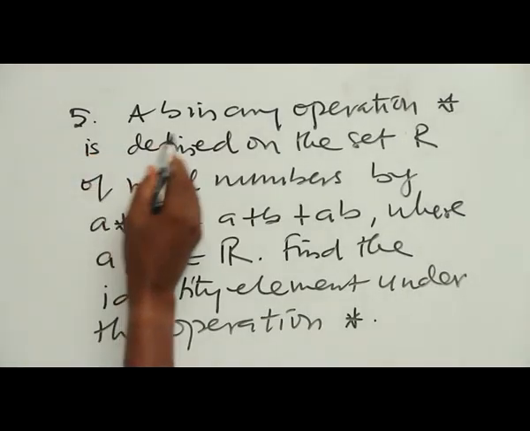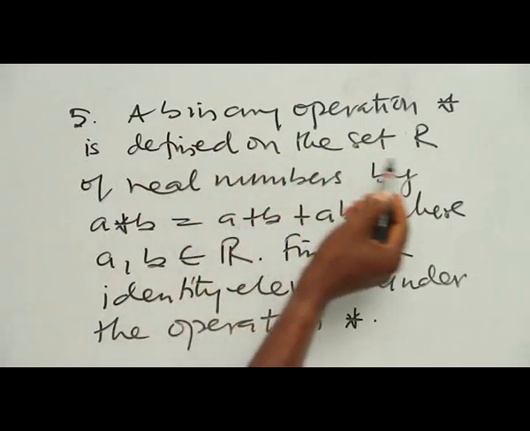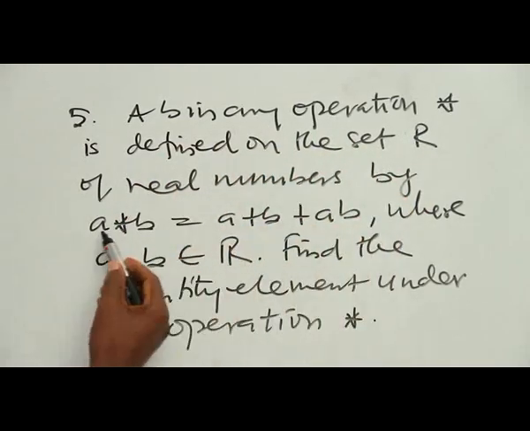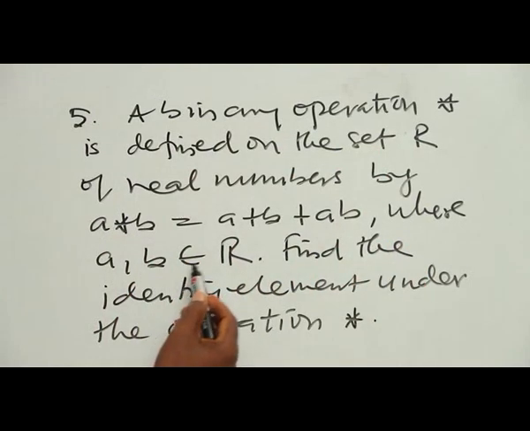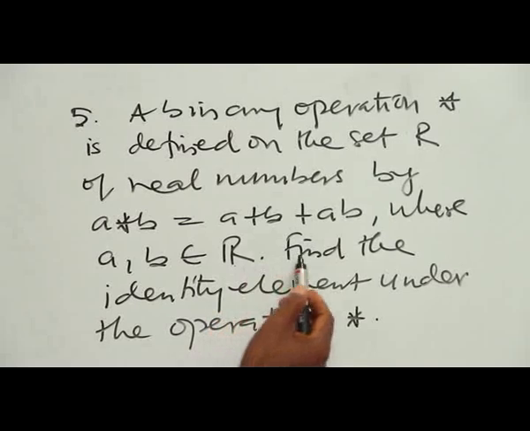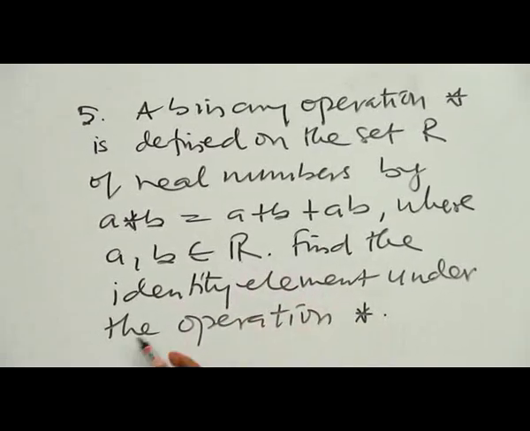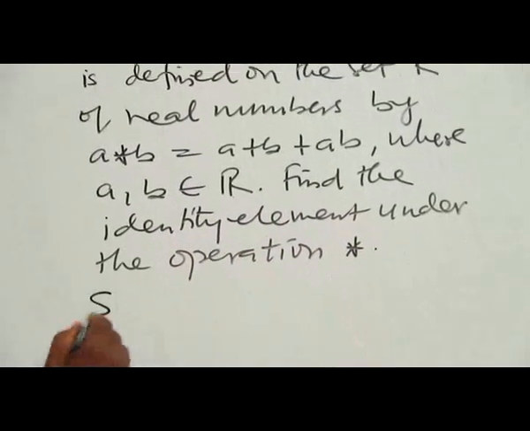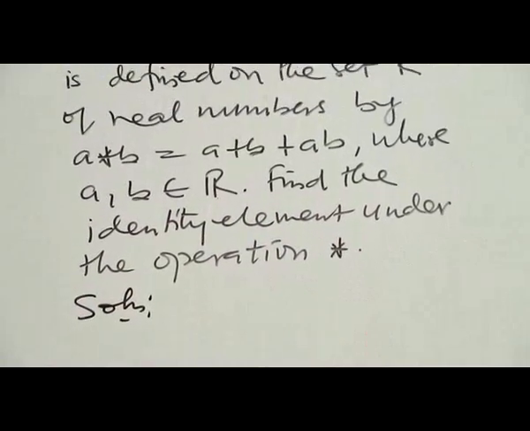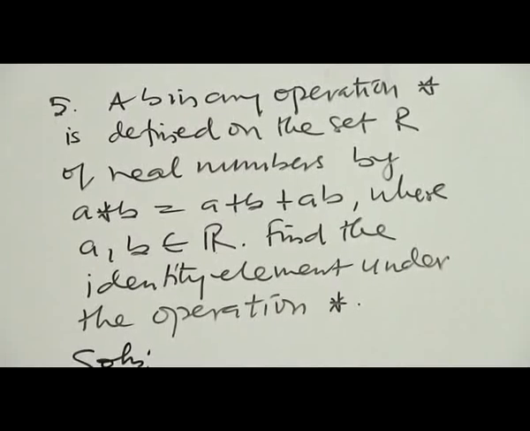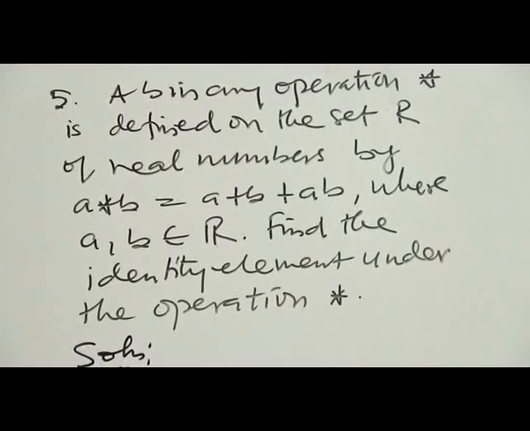Example number 5. A binary operation star is defined on the set R of real numbers by A star B equal to A plus B plus AB, where A, B belong to the real numbers R. Find the identity element under the operation star. You will recall that real numbers are integers that are both positive, negative, and also rational.